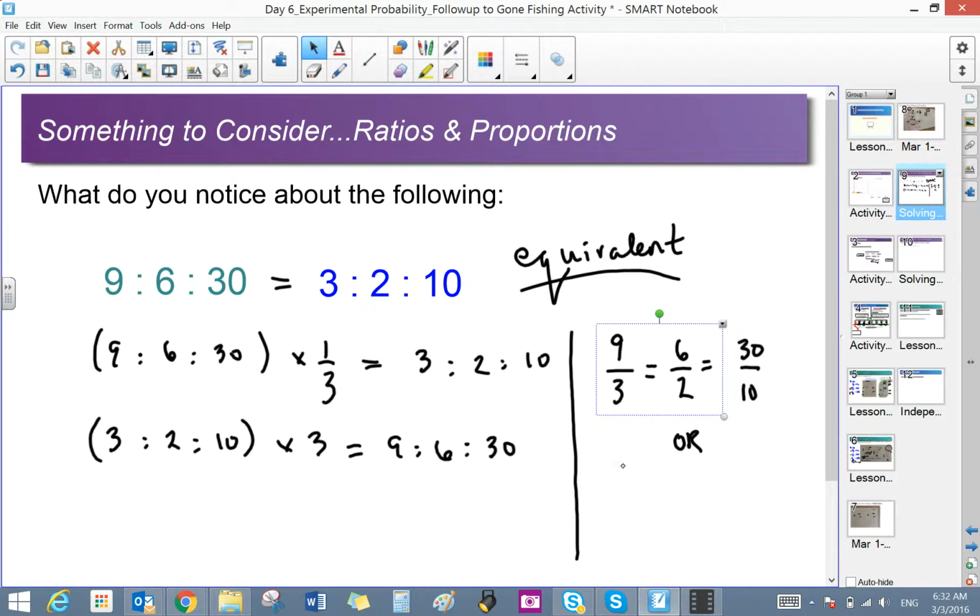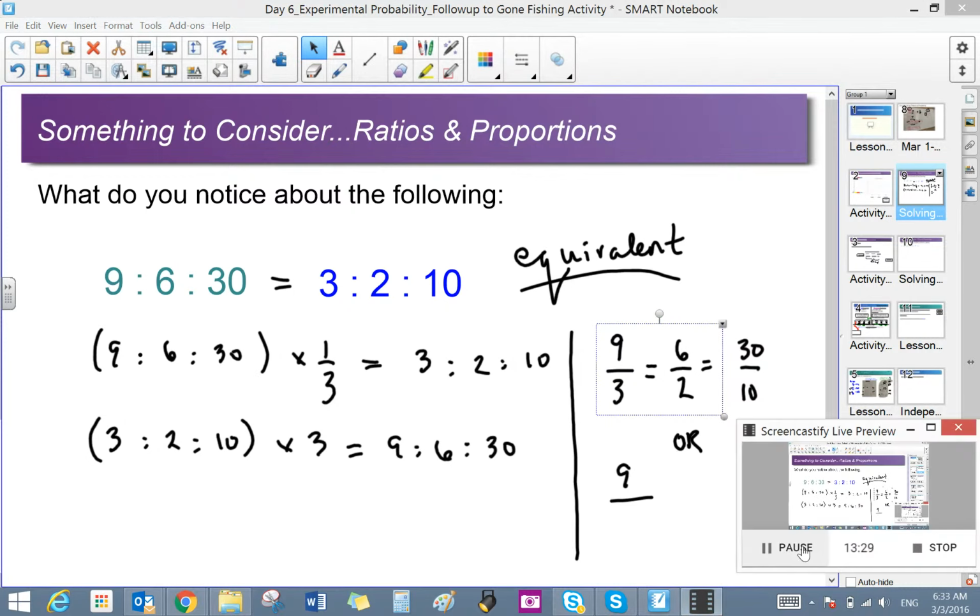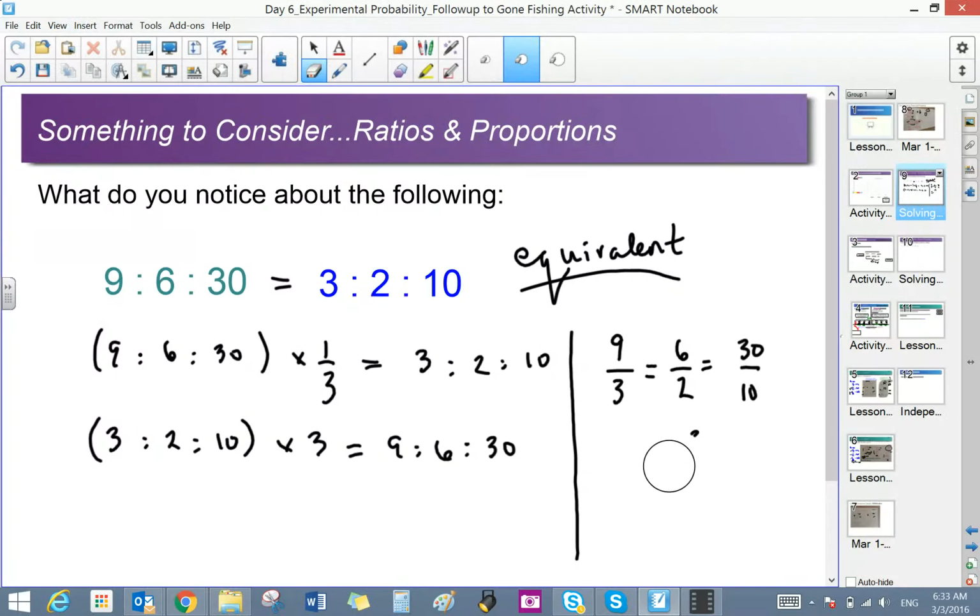We could write it as 9. Let's see here now. How did I want to write that down, guys? Actually, on second thought, I'm going to save that for the next slide. So let's let that be for now. Okay, so let's move on.